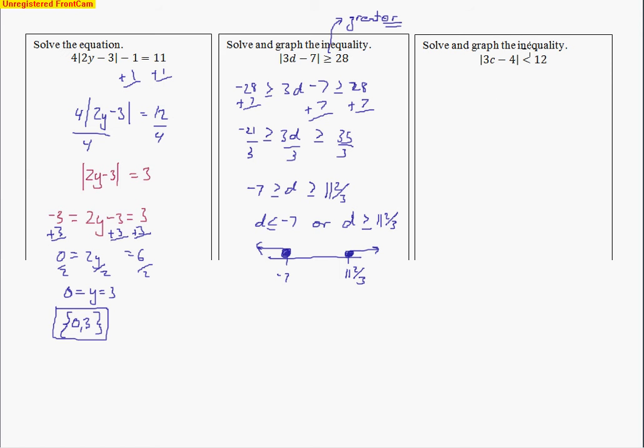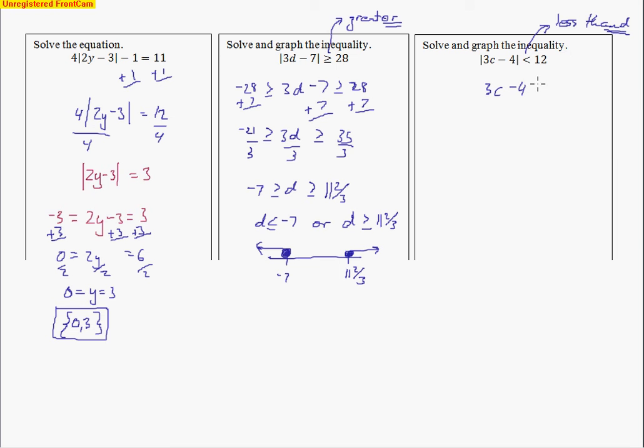We have a different inequality sign. We've got a less than, and so when I think of less than, I think of less than, and so if we remember that little phrase there, it'll remind us that whenever we have less than, as long as the inequality is isolated, that means it's going to be an AND statement. So let's set it up.